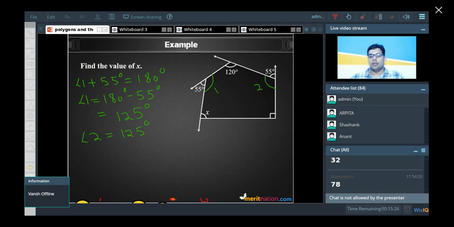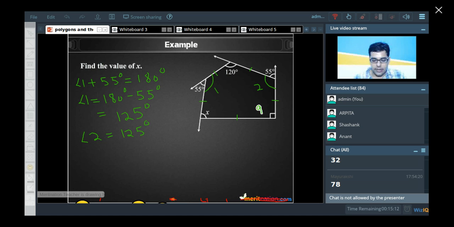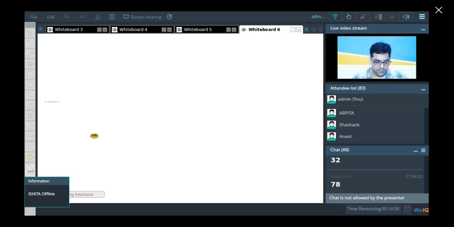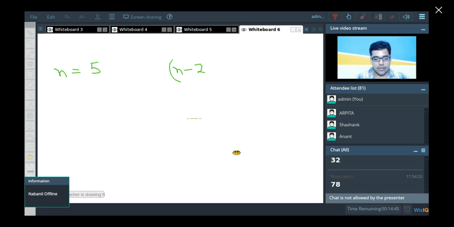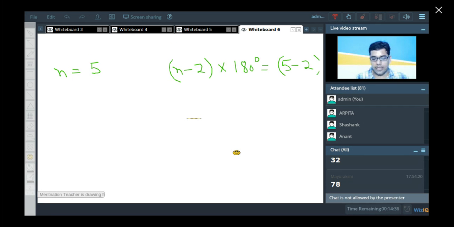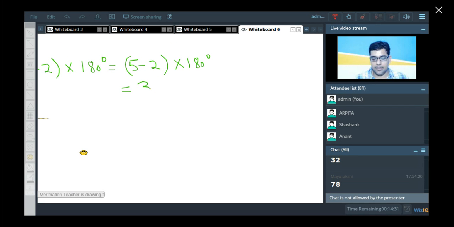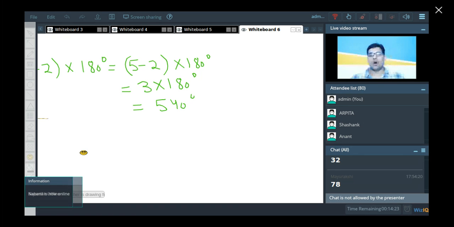Now we will use here angle sum property for a pentagon because it contains 5 sides, 1, 2, 3, 4 and 5. This angle here is 90 degrees. Now finding here angle X. So we have sum of angles of a pentagon. Pentagon contains 5 sides, so we have n equals 5. Sum of all angles of a pentagon, the formula is n minus 2 multiplied by 180 degrees. That will become 5 minus 2 multiplied by 180 degrees. That will become 3 multiplied by 180 degrees. That is coming as 540 degrees. Sum of all angles of a pentagon.